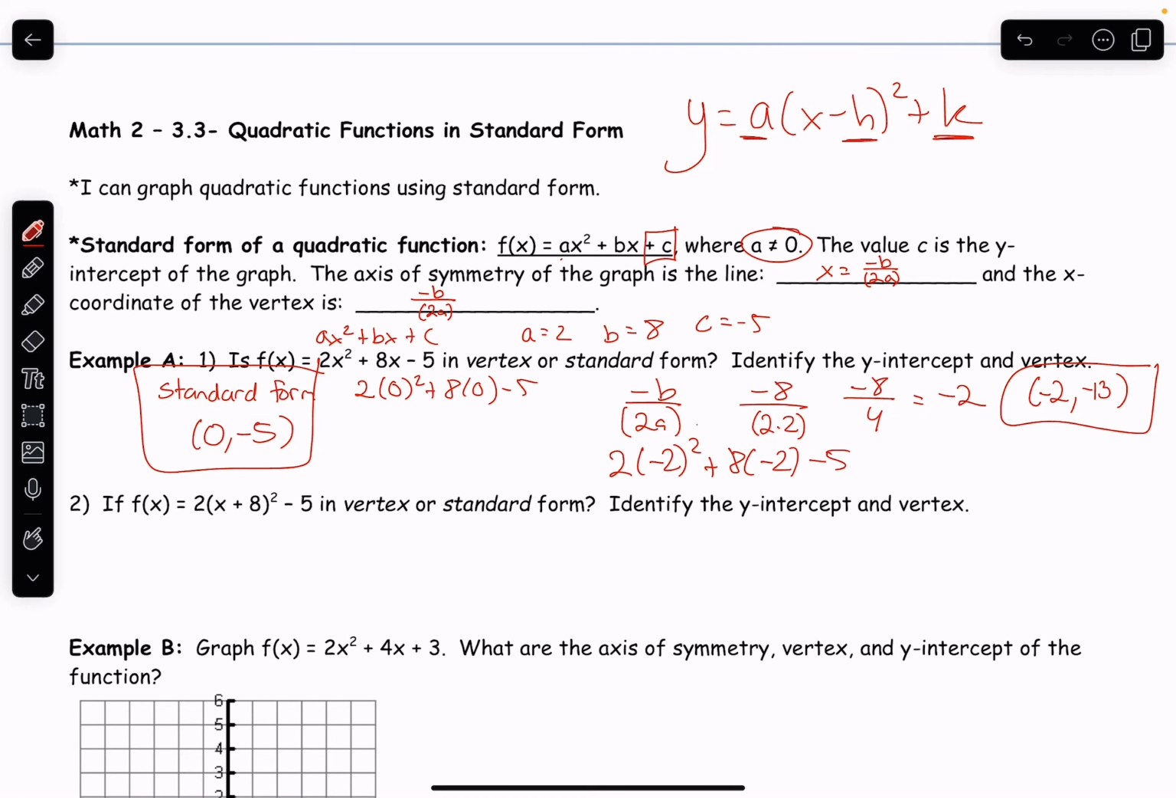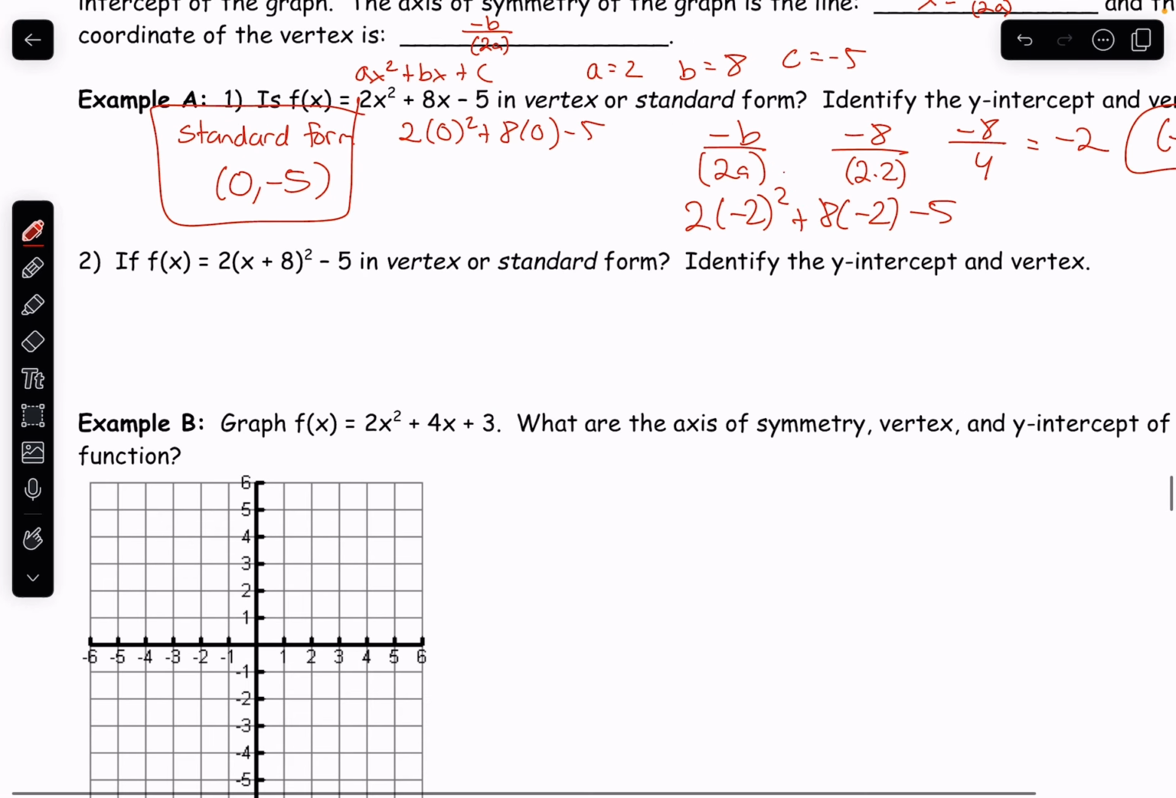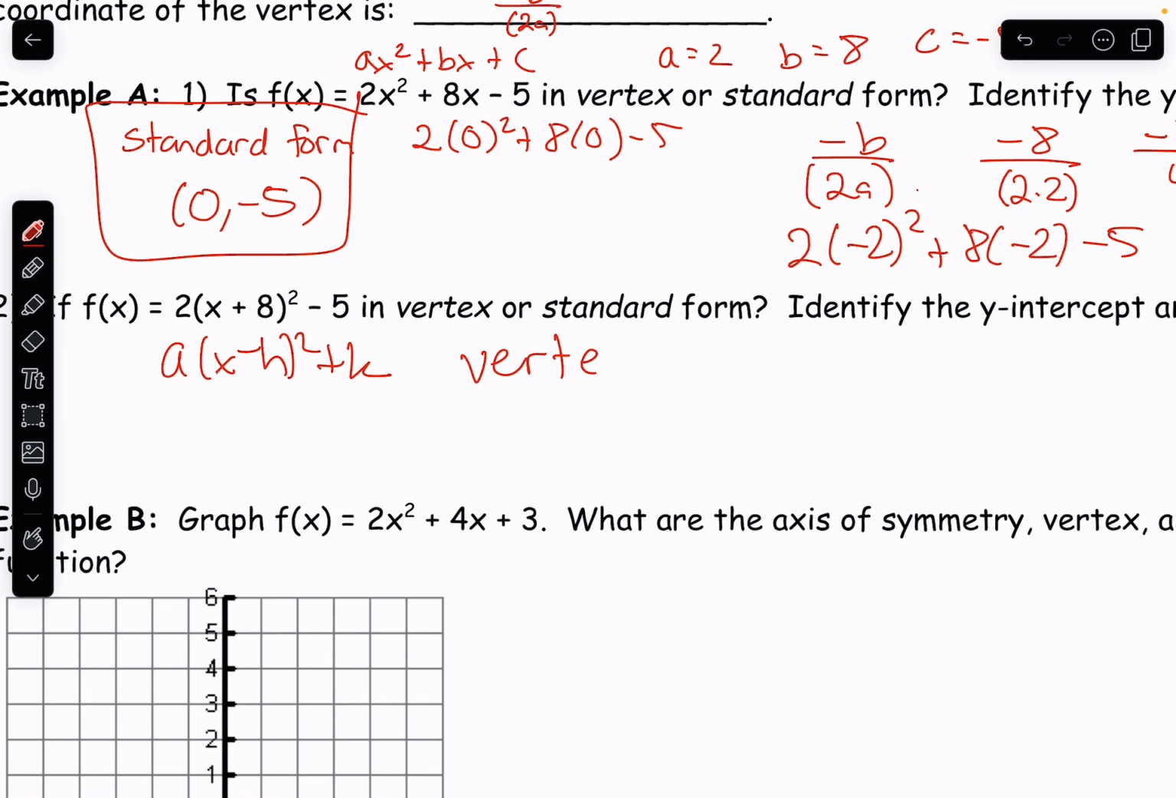Now let's go ahead and take a look at part 2 here. This guy is in the form a times x minus h squared plus k, and we call that vertex form. That's the form we've been dealing with prior to this. Now, the easy thing to find from vertex form is the vertex. If you recall, you just switch the sign of this guy, keep the sign of this guy, right? So my vertex is going to be negative 8, comma, negative 5.